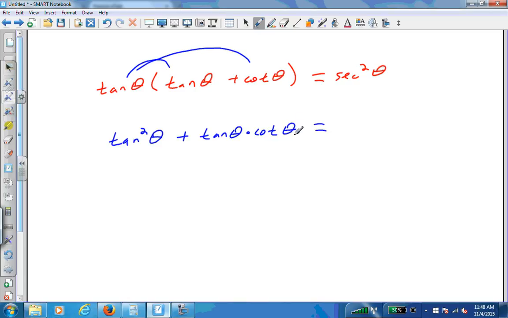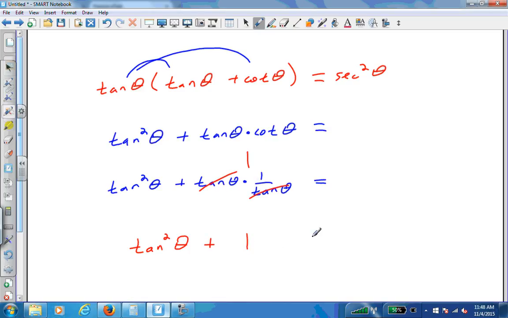Actually, several things we can do here. What is the reciprocal of cotangent? Tangent. Remember, cotangent and tangent are reciprocals, so we could call cotangent 1 over tangent. Well, what is tangent times 1 over tangent? 1. So that gives us tangent squared theta plus 1.